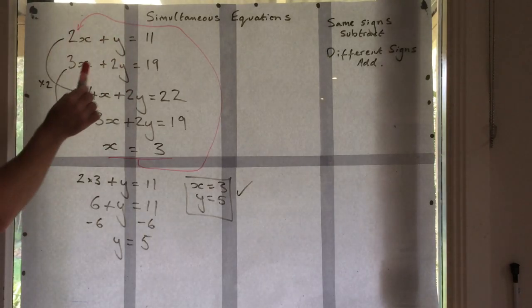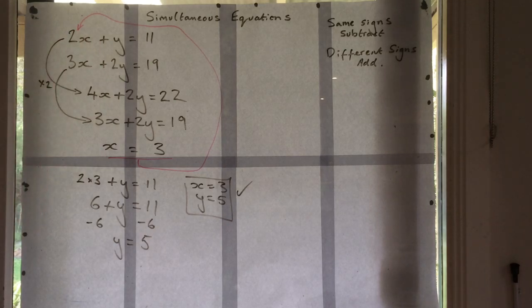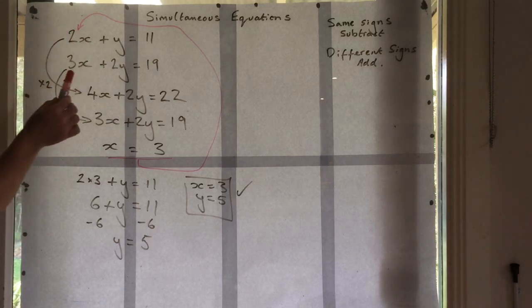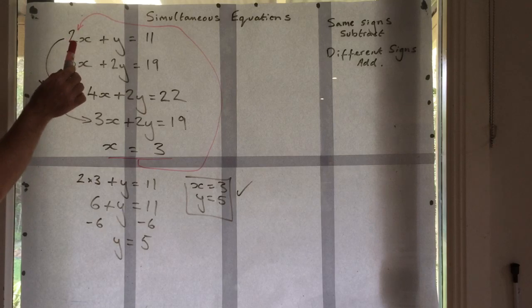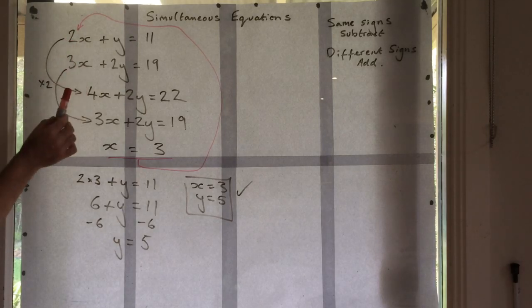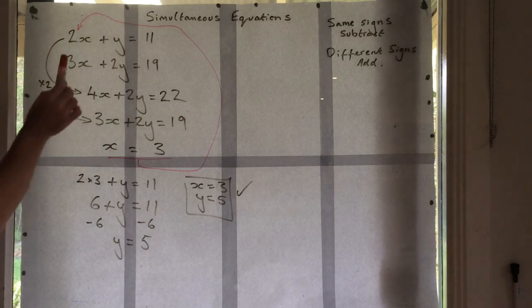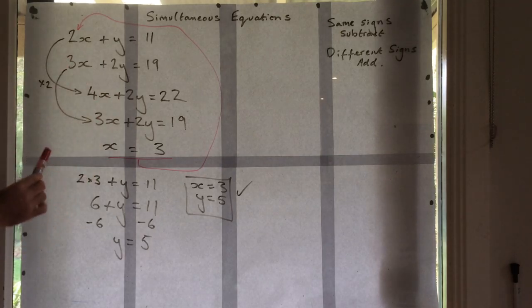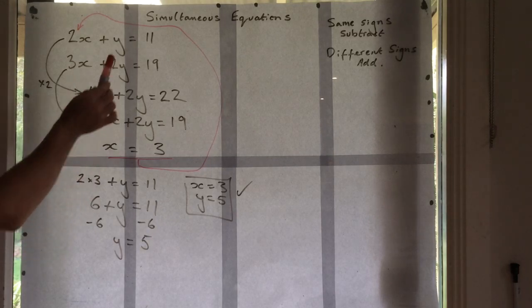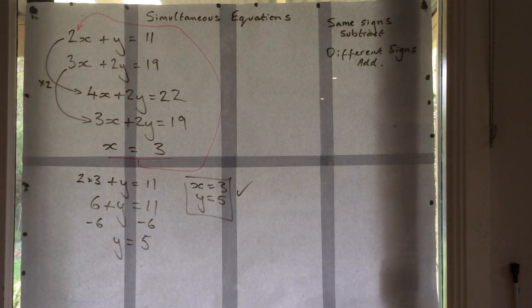If I chose to cancel out the x's, which I'm more than welcome to, then I'd have to multiply this by 3 and this by 2, and that's just too hard. So I've just taken the easier path. I've decided to cancel out the y's, and that's why, again, simultaneous equations are pretty challenging. It might be worth you watching this video again.